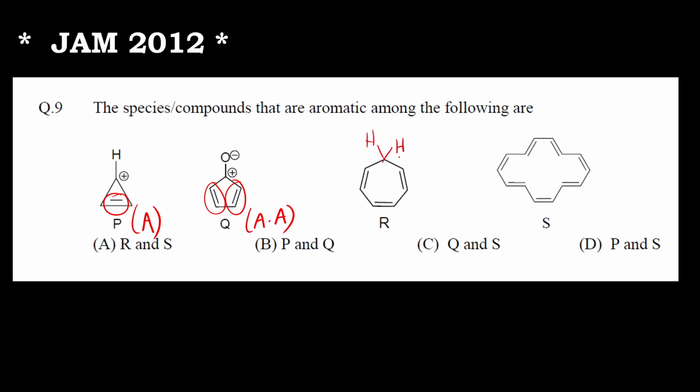Here, this is an sp3 hybridized carbon, so this will be non-aromatic. Here 1, 2, 3, 4, 5, 6 and 7, an odd number of pi bonds, this is going to be aromatic. So which is aromatic? P and S. The answer is option D.